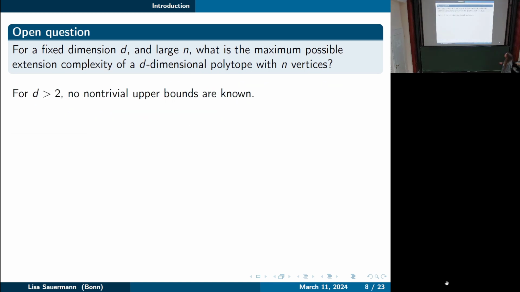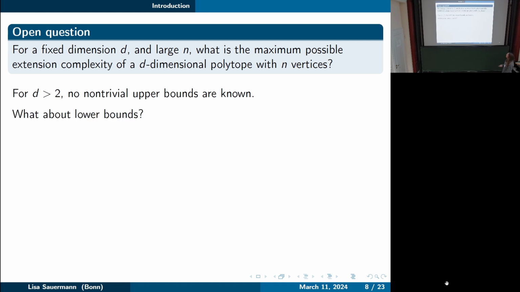Okay, so these bounds were all for dimension 2. For any fixed dimension d bigger than 2, so even for d equals 3, no non-trivial upper bounds are known. So it's not even known that the extension complexity in dimension 3 is at most n minus 1.